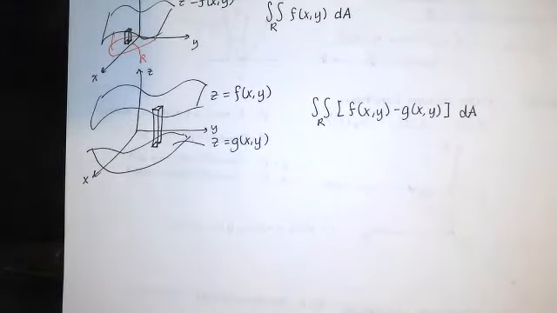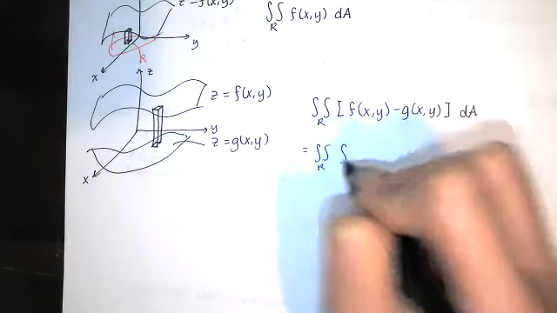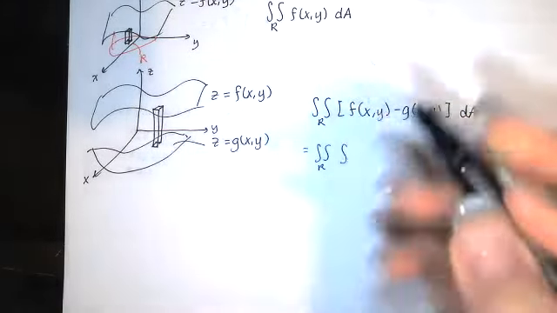We said, instead of doing that, what if we did this? What if we did the double integral over R and we let z go from the bottom function to the top function?